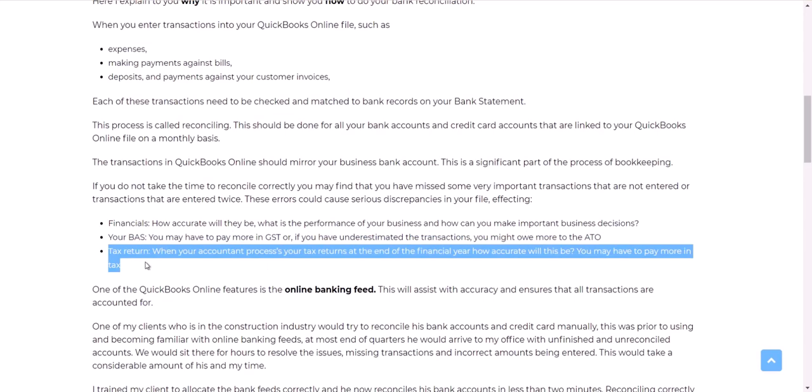If you're doubling up on transactions, or if you've missed out on transactions, that's really going to affect your tax return, isn't it? And that is why it's really important that you do your bank reconciliation, and I suggest again on a monthly basis. So let's take a look at this and see how we actually do it.